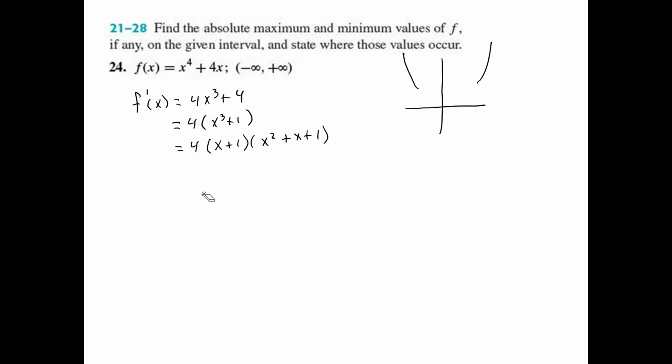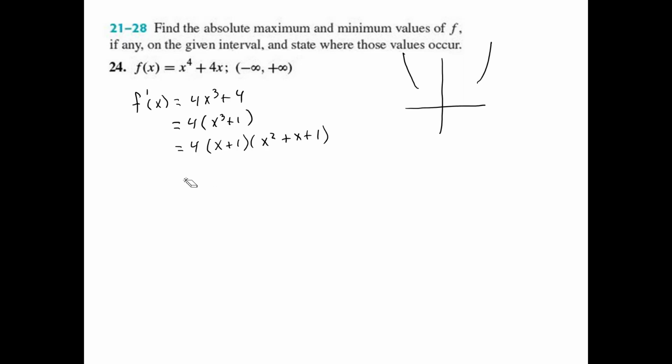And then the critical numbers are whatever makes this 0, which is -1. And if you use the discriminant, you'll find that nothing makes this 0. So your only critical number is at -1. So you only have one relative min. And so that has to be your absolute min.